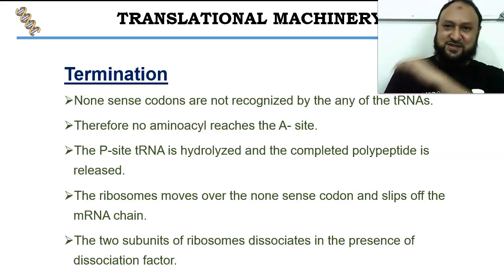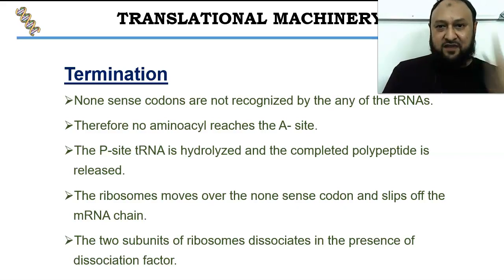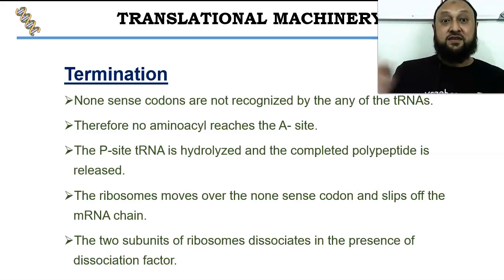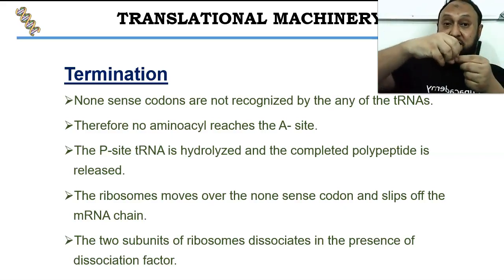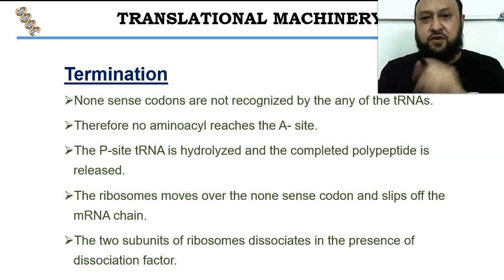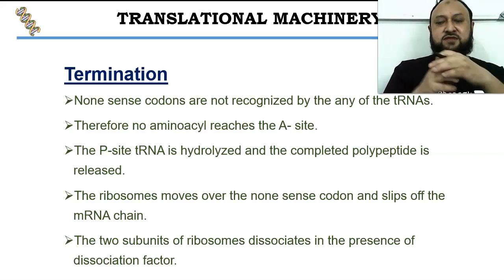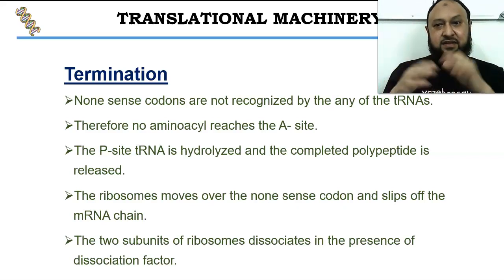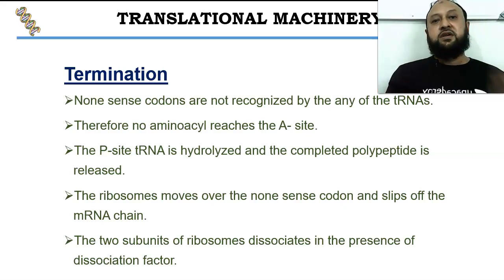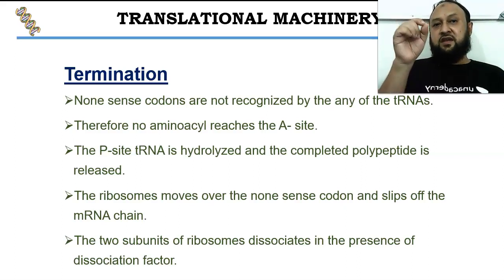It is terminated. Therefore, no aminoacyl tRNA reaches the A site, and the P site tRNA is hydrolyzed, and the complete polypeptide is released. The chain which is formed is fully released from the ribosome. The ribosome moves over the nonsense codon and slips off the mRNA chain, and the two subunits also dissociate in the presence of a dissociation factor.